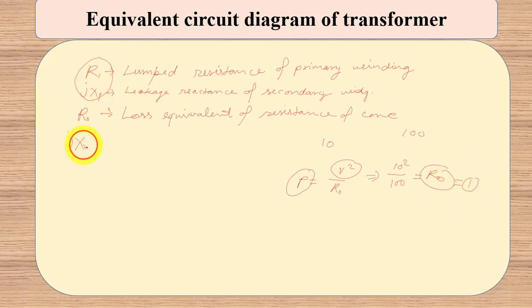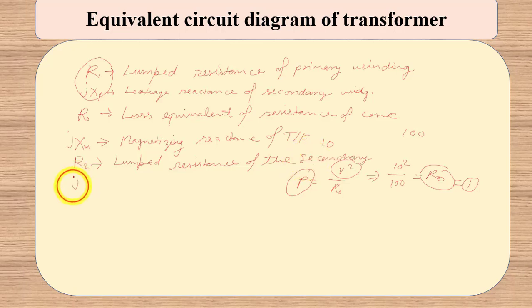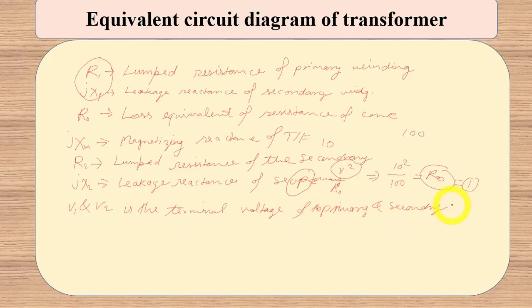Same thing, jXM is the magnetizing reactance of the transformer, and R2 is the lumped resistance of the secondary winding, and jX2 is the leakage reactance of the secondary winding. V1 and V2 are the terminal voltages of the primary and secondary winding respectively. Similarly, E1 and E2 are the induced voltages of the primary and secondary winding.